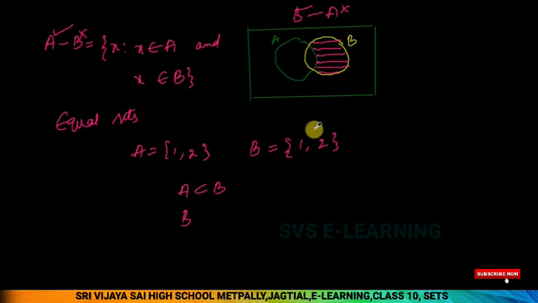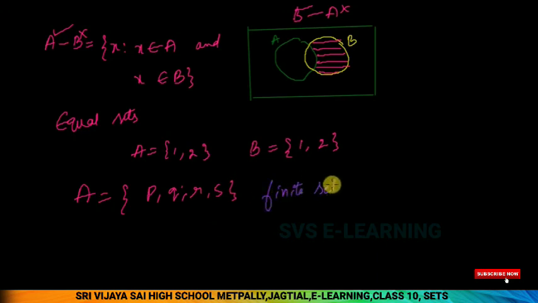Now let us learn about finite sets. Let's say I write it down like this: A is a set of elements P, Q, R, S. How many elements do you see in set A? 1, 2, 3, 4. So you can obviously count the elements in set A. The number of elements in set A is 4. So this is known as a finite set.